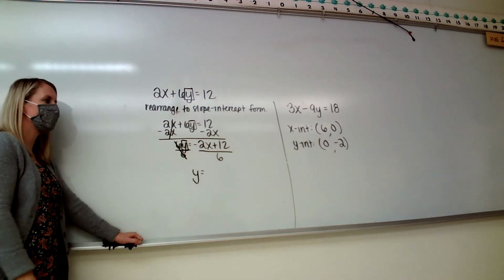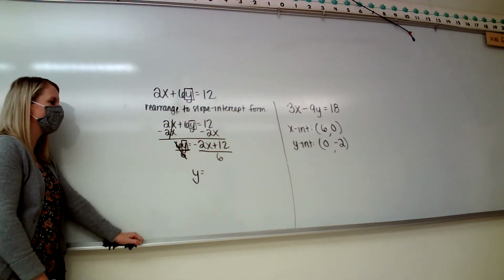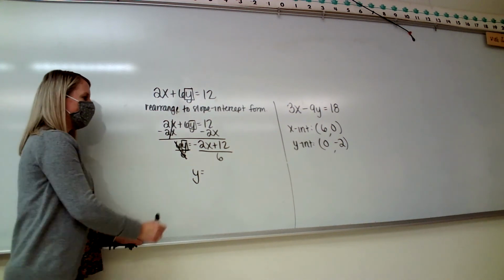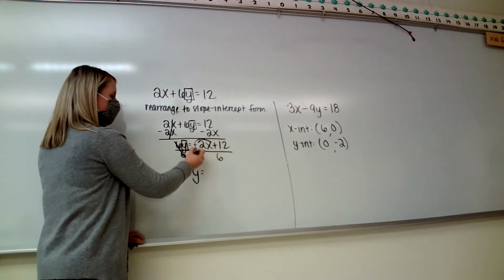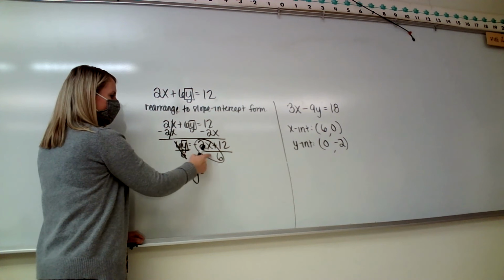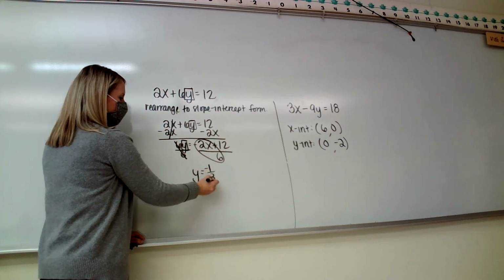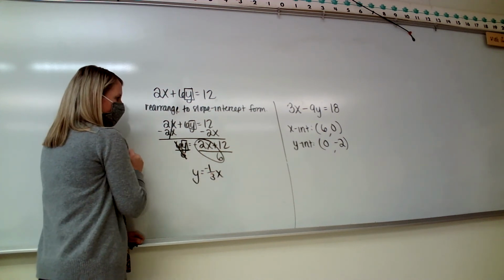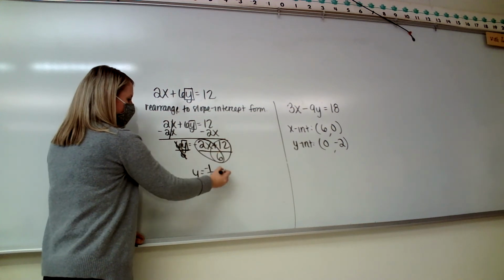So once I get to here, I just want to make sure everything's simplified, reduced, all that fun stuff. So both of these can get divided by 6. So if I reduce that, that would give me negative 1/3 x. And then if I reduce this, it would be plus 2.